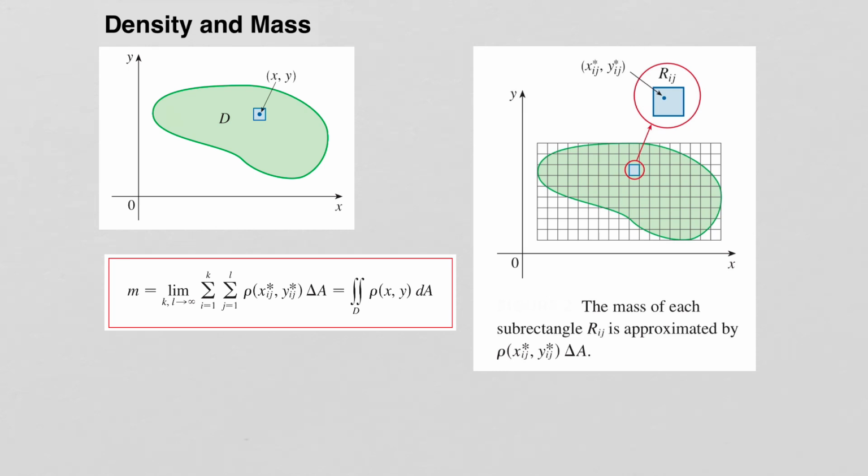The function rho does not have to represent density. It could measure anything that changes from one point to another. So we could have the charge on this surface, and that charge could vary depending upon where you are on that surface. That's just another example of how we can use this concept.